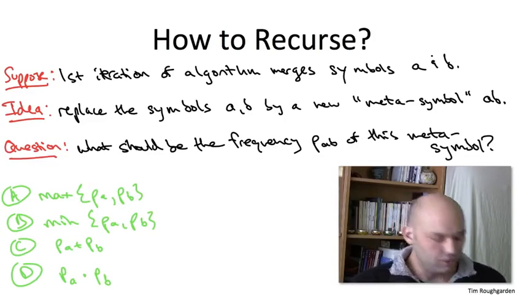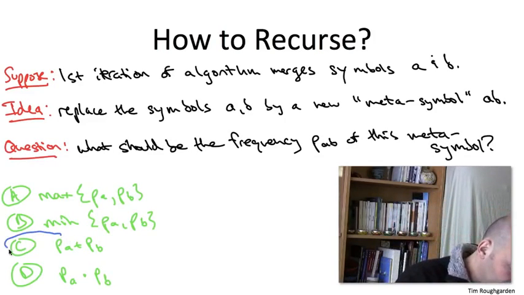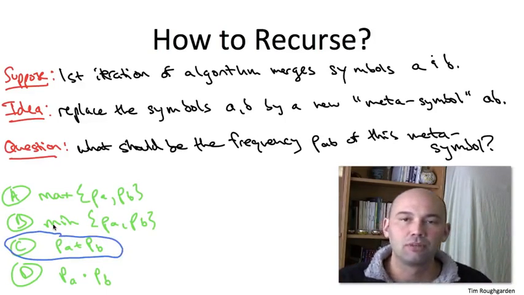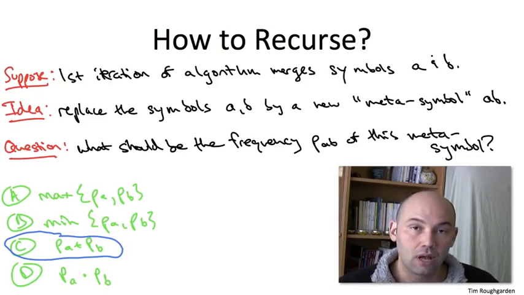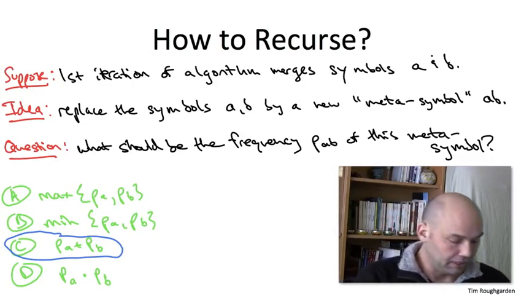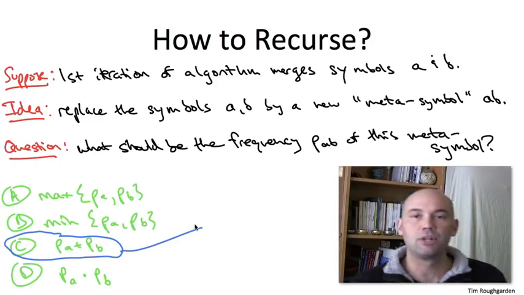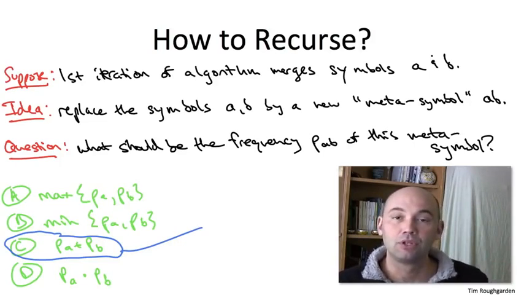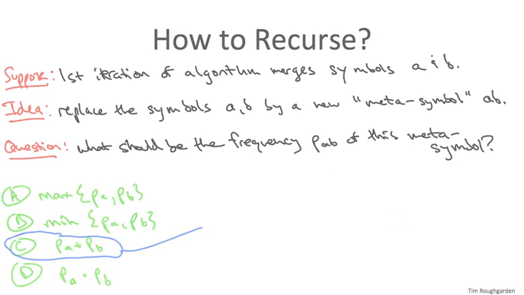All right, so hopefully your intuition suggested answer C, that for this recursion to make sense, for it to conform to our semantics of what this merging does, we should define the frequency of this new meta symbol to be the sum of the frequencies of the two symbols that it's replacing. That's because, remember, this meta symbol AB is meant to represent all occurrences of both A and B. So it should be the sum of their frequencies.